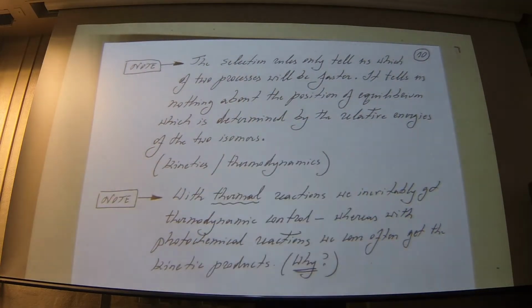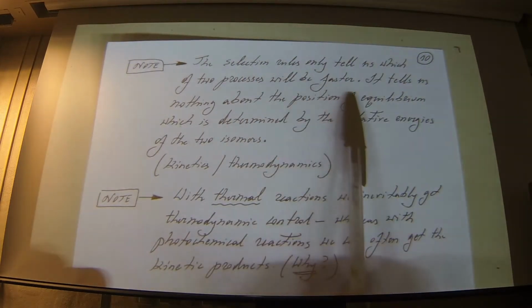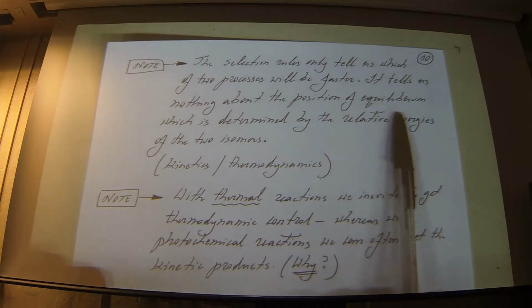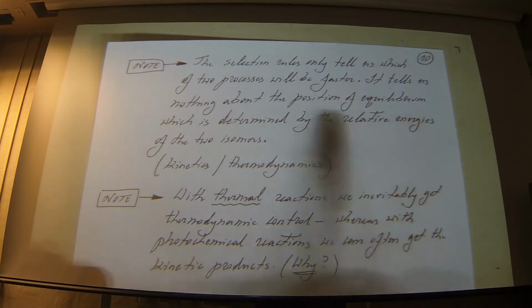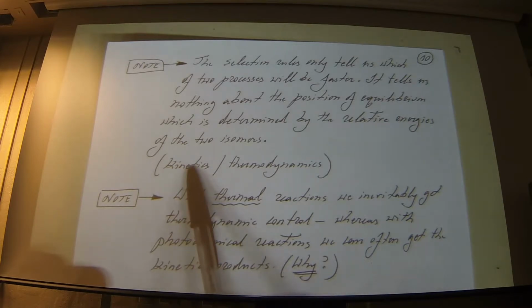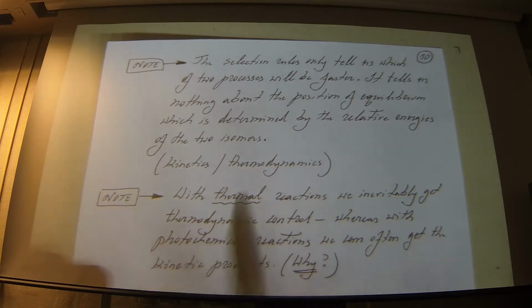So the selection rules just means 4 pi on this, whatever. Those rules only tell us which of the processes will be faster. So it addresses the kinetics, tells you nothing of the position of equilibrium. That's determined in each case by the relative energies. So what we're talking about is the kinetics, not the thermodynamics of the reaction.